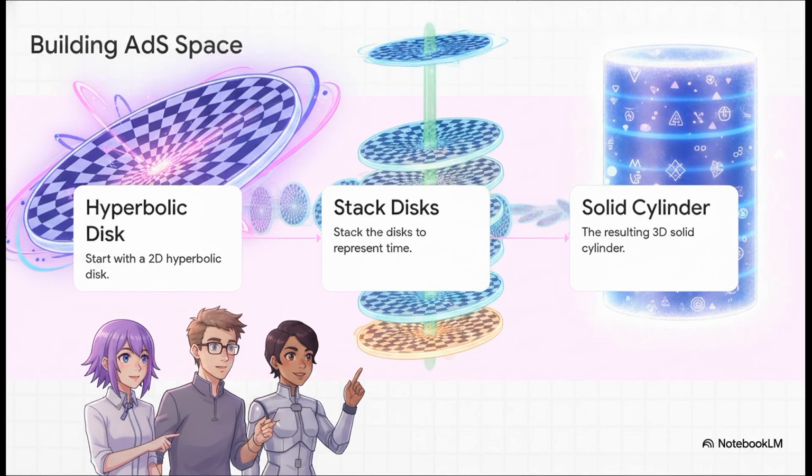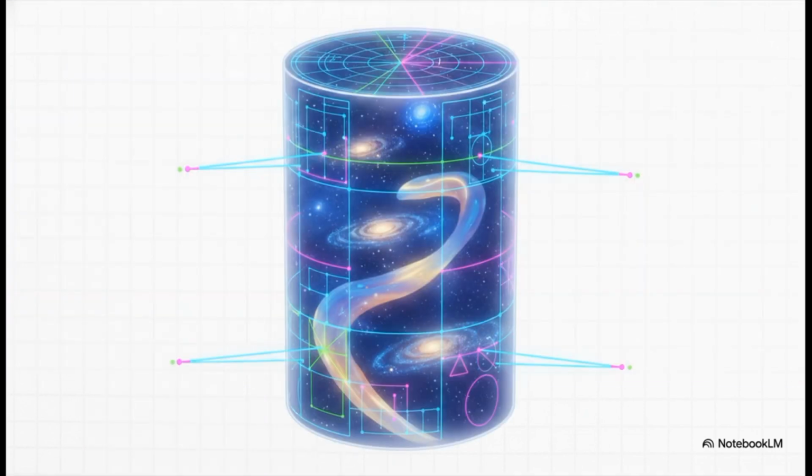This 3D cylinder represents anti-de Sitter space, but pay super close attention to the surface, the boundary of this cylinder, because that is where the magic actually happens. The real hook of the holographic duality is right here. The correspondence states that a quantum gravity theory operating completely inside the interior of the cylinder, what physicists call the bulk, is exactly mathematically equivalent to a conformal field theory operating only on the outer boundary.